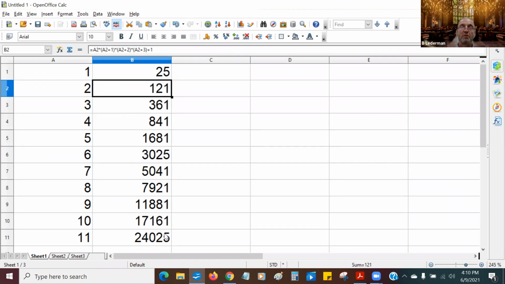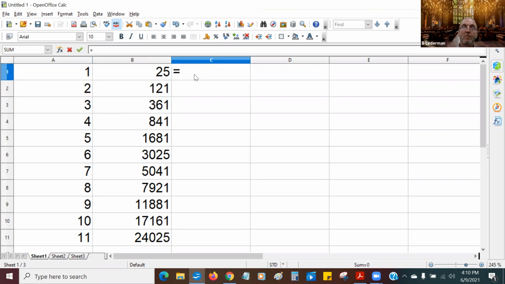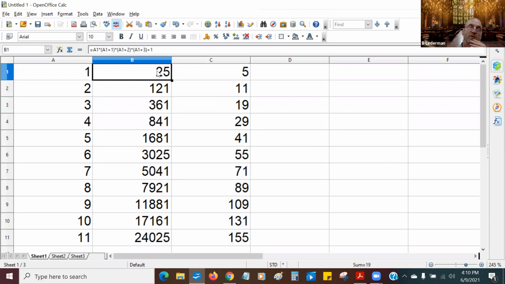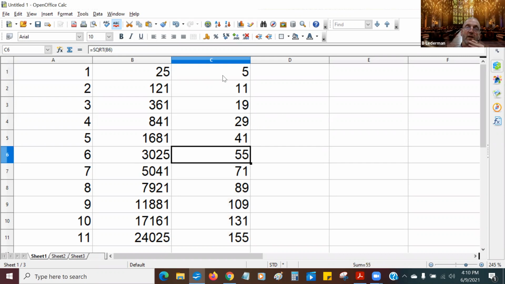These are all perfect squares. If you don't believe me, let's square root everything. I'm not sure if we have square root. Yep, and these were clearly perfect squares because when I square rooted them, I got whole numbers. And there you go. Anything special about these numbers here? I just see that they increased by 2. From 5 to 11, it's a difference of 6. A difference of 8, 10, 12, 14, so forth. That's the only little pattern I'm noticing here.